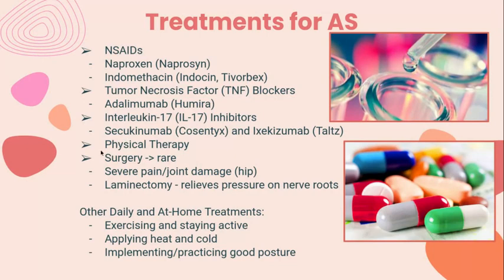And then physical therapy and surgery is pretty rare, but there are some occurrences with severe pain or joint damage, especially in the hip region. And then a laminectomy relieves pressure on nerve roots, which is a type of surgery that can be performed if needed. And then some other daily and at-home treatments include exercising and staying active, because this disease does get more painful and worse with less activity and exercise, as well as applying heat and cold to help with inflammation as well as pain, and then implementing and practicing good posture.